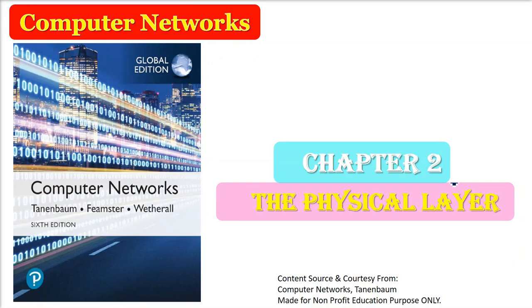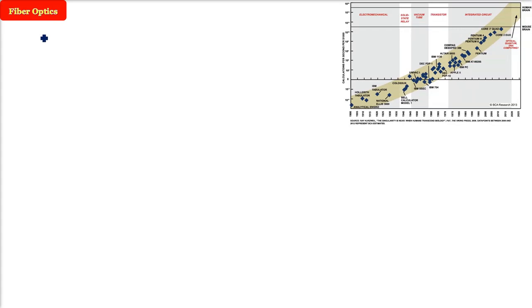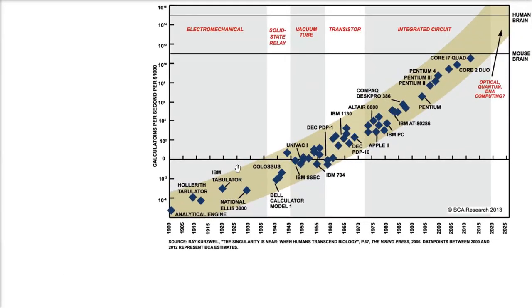In computer networks, we are looking at chapter number 2, the physical layer. Fiber optics. Before we start fiber optics, let me show you a picture. And this is Moore's law.